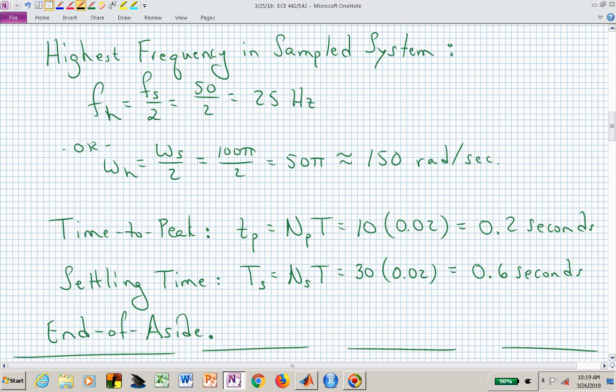If in fact we were sampling at 50 hertz and we wanted a settling time of 30 samples, that means a little bit more than half a second. If we do a constant input into this system, within a little bit more than half a second, it will have settled into its final value.